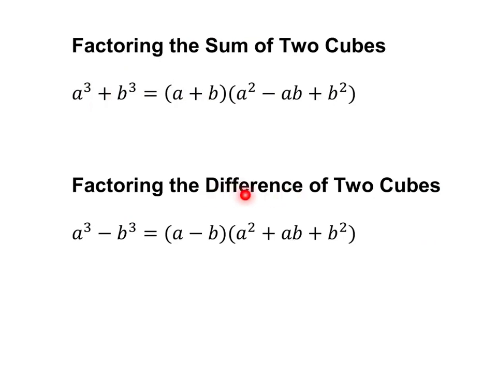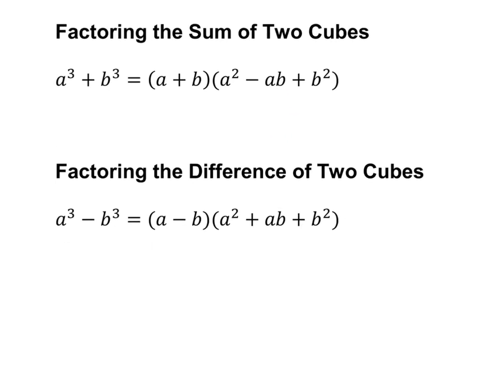If you have a difference, or in other words, a subtraction problem of two cubes, a cubed minus b cubed, that could be factored like this: the quantity a minus b times the quantity a squared plus ab plus b squared. Okay, this looks kind of complicated, and you will have to know these two formulas. But it's not that hard. And let me show you where we're going with this.